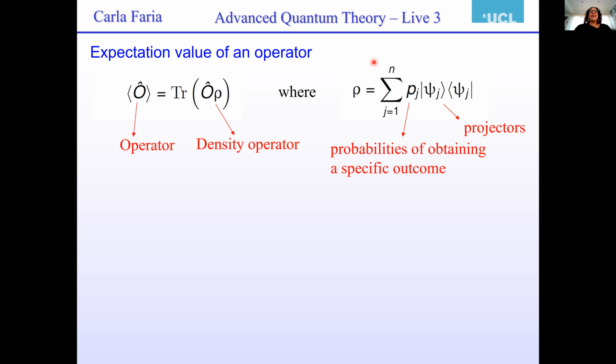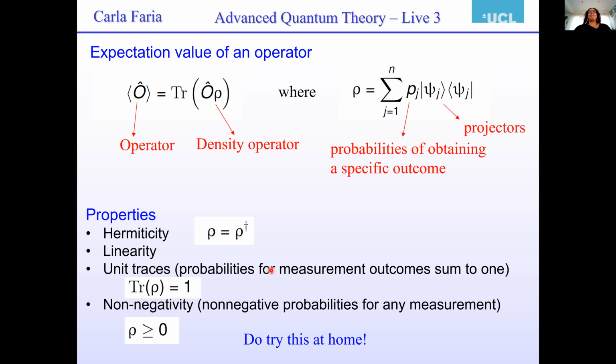And properties, do give it a try. They're so easy to prove. Hermiticity you can do in your head, because if you compute rho dagger, you're going to see that you swap this, which is going to be the same, and the probability is real, so the complex conjugate is going to be the probability. Linearity is also simple. Unit trace, you just have to sum the trace of rho, and you see that the outcome is going to be 1 because it has to be the sum of probabilities, and it is also non-negative. But do try at home to prove it; if you look at this equation, you can really see it.